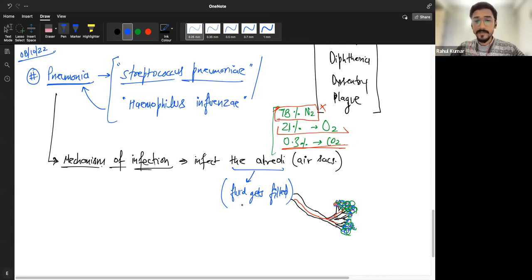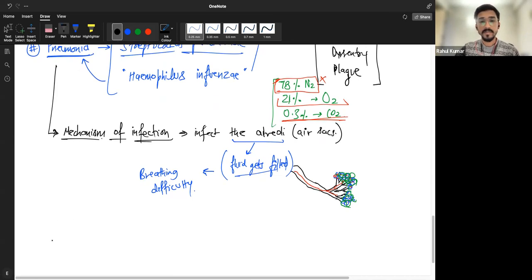That's what I'm saying. So coming back, the alveoli get filled with fluid, and because of which, write down, you have breathing difficulties. Now you understand what I mean by breathing difficulty. So this is pneumonia basically. Now what are the symptoms? You understand the mechanism. Now let's come to the symptoms.